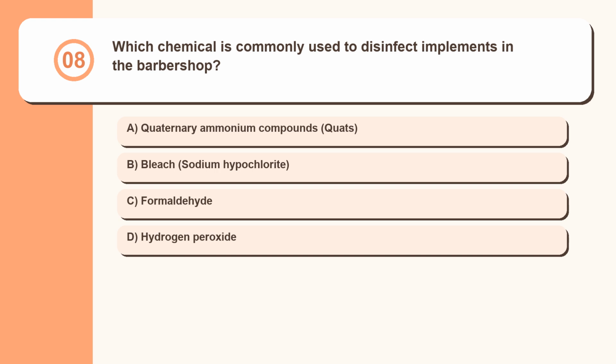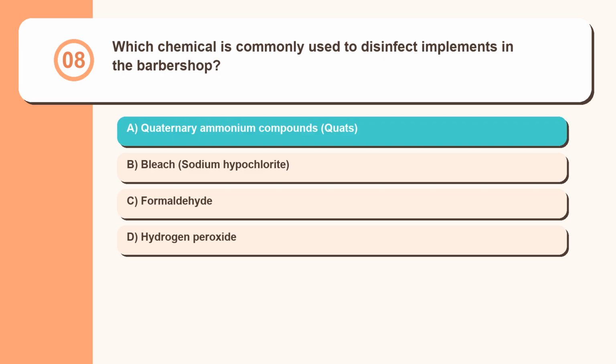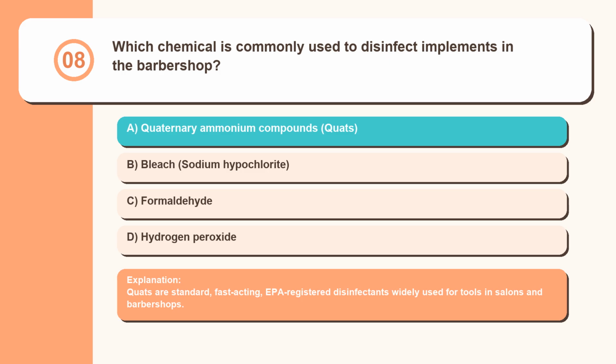Question 8. Which chemical is commonly used to disinfect implements in the barbershop? Quaternary ammonium compounds, quats, bleach, sodium hypochlorite, formaldehyde, hydrogen peroxide. Quats are standard, fast-acting, EPA-registered disinfectants widely used for tools in salons and barbershops.